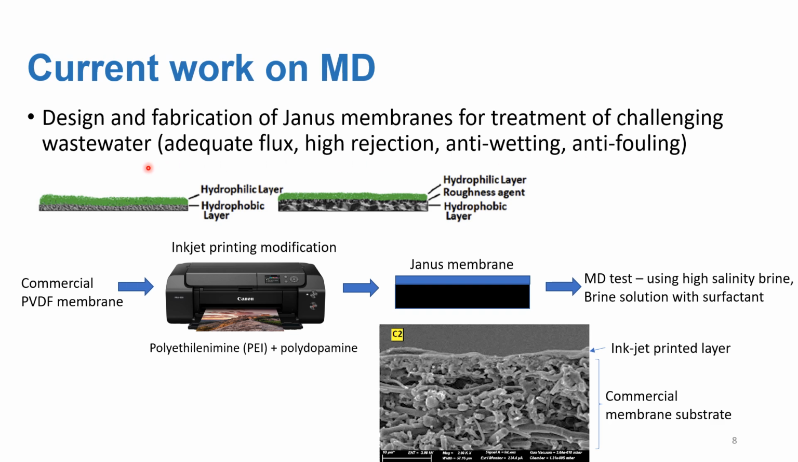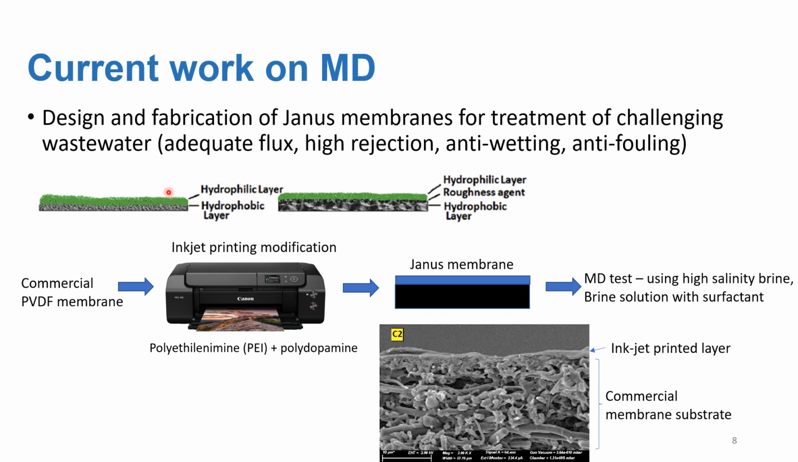because if we are exposed to organics and some hydrophobic foulants, then the hydrophilic layer will definitely reject these hydrophobic foulants. If it's only hydrophobic, then hydrophobic and hydrophobic will have better adhesion. So in this case, the Janus membrane can actually help in preventing wetting as well as fouling formation on the membrane. This type of work is being done by my PhD student currently.